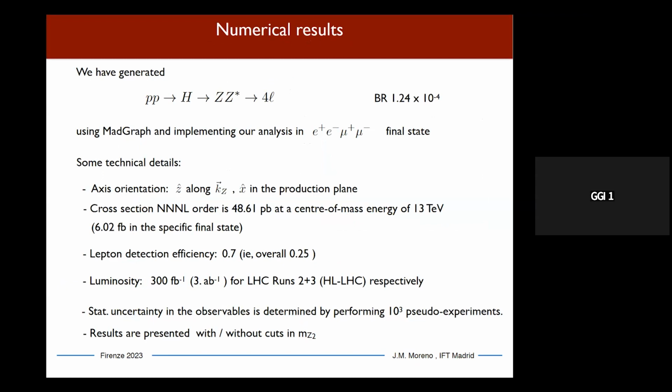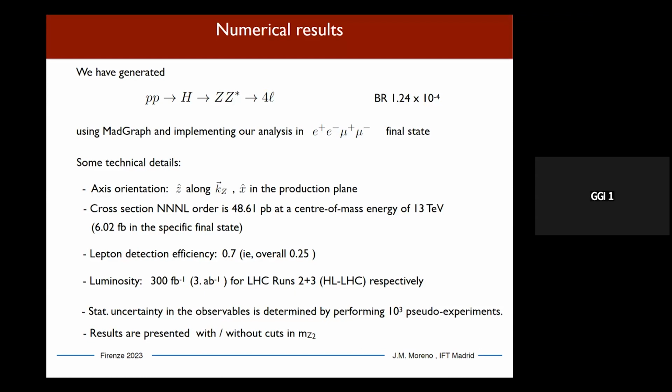Some technical details: the orientation is the typical one, so I'm not going to repeat it here. The cross-section is 48.6 picobarns at the center of mass. Well, taking into account the branching ratio, it is reduced to that value, 6 femtobarns. We are assuming a lepton detection efficiency of 0.7, so 0.5 for 2 leptons and 0.25 for the ensemble of 4 leptons. This is the assumed luminosity for both the LHC runs 2 and 3 and the high luminosity run.